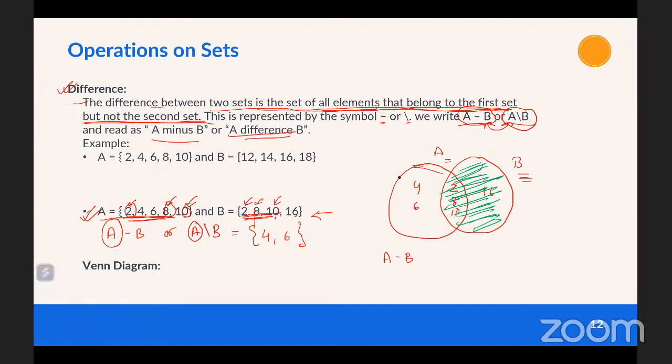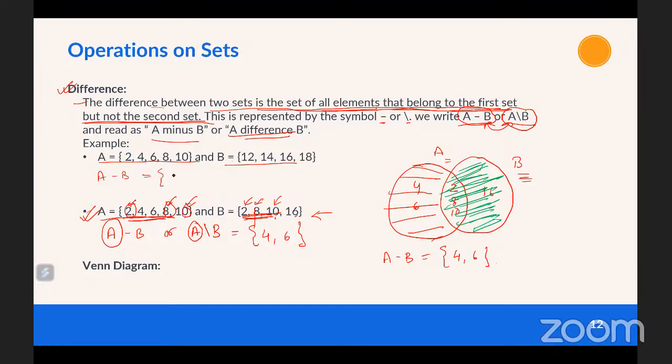So this region actually is the set which is A minus B, which will contain two elements, 4, 6. Okay. So now if you take this example A and B, you see we have to get A minus B. Now, there is no common element between A and B, right?